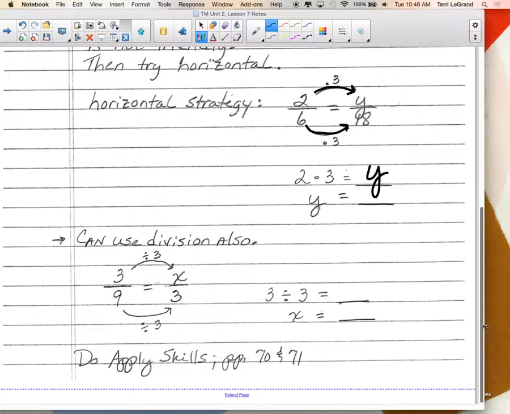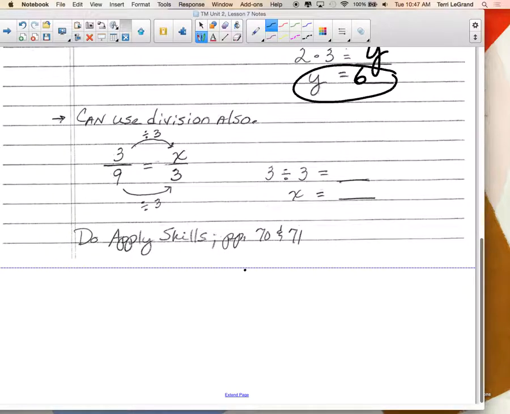2 times 3 should give us our y value then. So what is our y value? 6. Just like it was when we used the vertical strategy. We got the same answer. So sometimes the vertical strategy will work, but so will the horizontal strategy. But that is not always the case. So let's do an example on our practice on the next page.